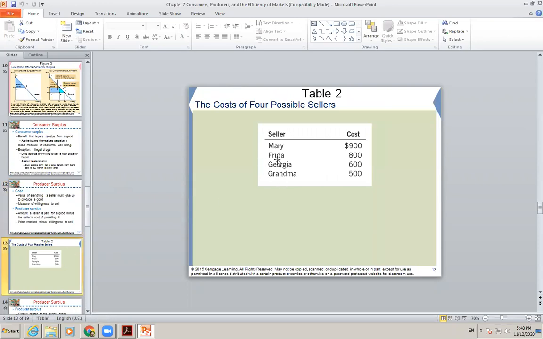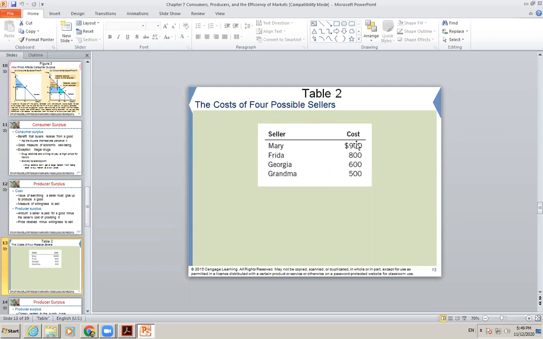We have Grandma, Georgia, Frida, and Mary, with 500, 600, 900, 800. So, willingness to sell. They will not sell anything below this price. She will not sell anything below the price because we are looking from the perspective of the seller. The seller gets more benefits if he sells at a higher price. The higher the price, the more benefits they get, the more producer surplus they get.